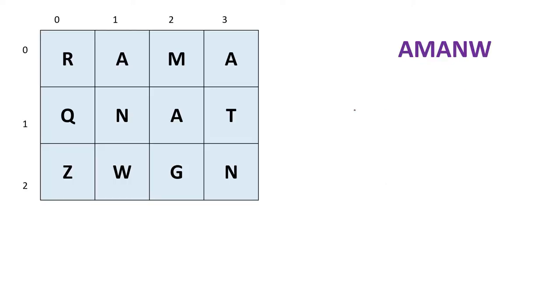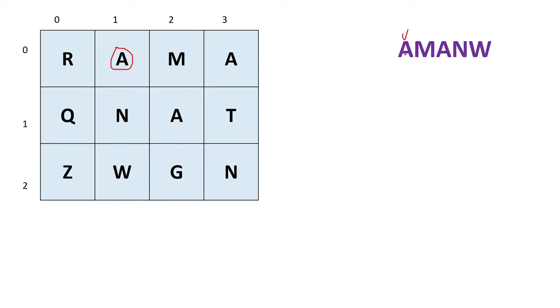Now we have to check how we can solve this problem. So what brute force approach is coming to our mind? The word is AMANW, which we have to search here. So the first letter is A. In this grid, if we go row wise, then we first have to search for the letter A, where it is present. So here A is present.